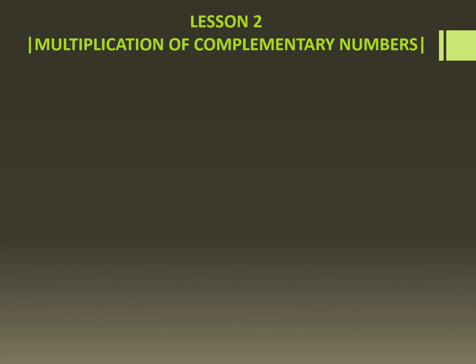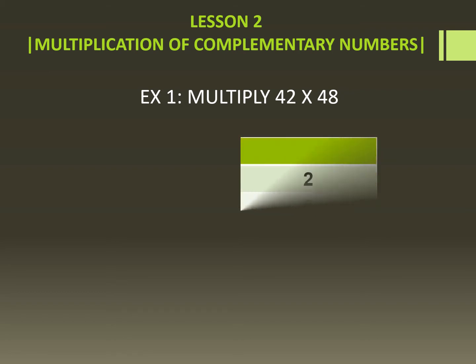Let's try to understand this better with the help of a few examples. Let's multiply 42 into 48. The tens place digits are the same, and the units place digits 8 and 2 add up to 10. So both our conditions are satisfied and we can apply the principle. Let's see how to solve this.